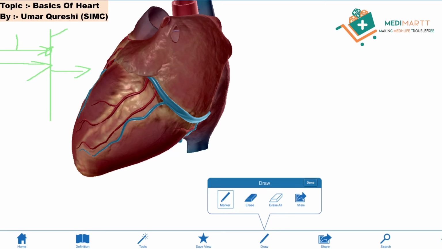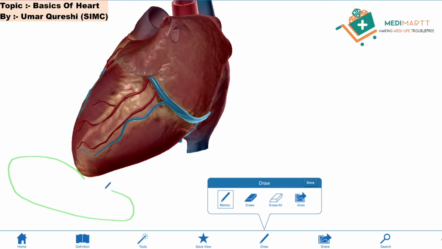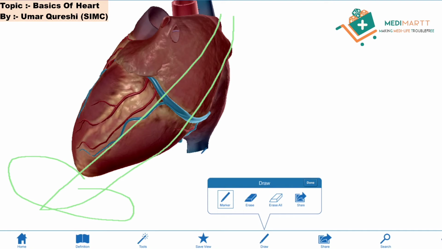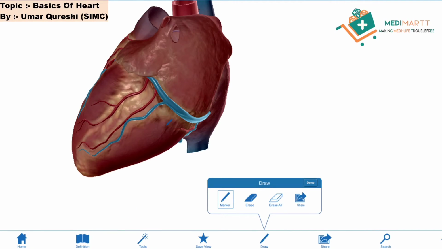The relations of the left surface are the three layers of the pericardium, again same thing. Then the left phrenic nerve and the pericardiophrenic vessels. We already discussed this in the right border and the right surface. There was the right phrenic nerve and the pericardiophrenic vessels, which directly go and attach to the diaphragm. So here also the left phrenic nerve and pericardiophrenic vessels go directly and attach. Then the mediastinal pleura, we already discussed this, please refer to our previous videos.